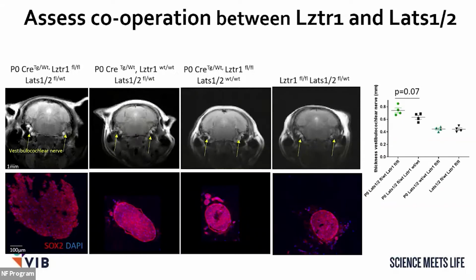And we were quite happy to see that at the age around 6-7 months, when we did MRI, we could see a quite significant enlargement of the vestibular cochlear nerve. And when we again did the histology of these mice, we could see that this nerve is completely enlarged.